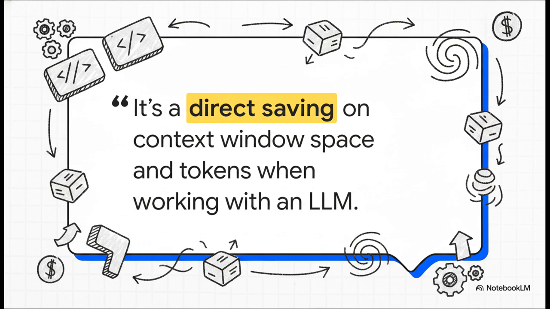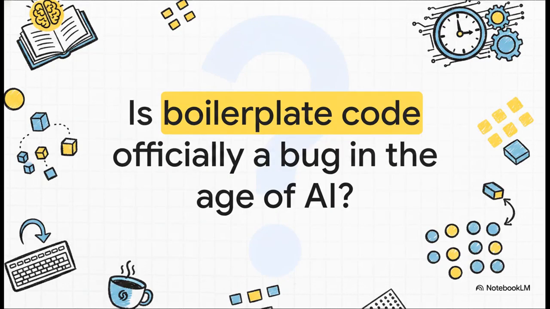Modern Java syntax is no longer just some aesthetic preference. It is a highly practical, totally measurable cost-saving tool. Which naturally leads me to a final question for you to ponder. In the age of AI, where every single character you paste into a prompt has a literal, measurable cost in compute and context capability, is boilerplate code officially a bug?